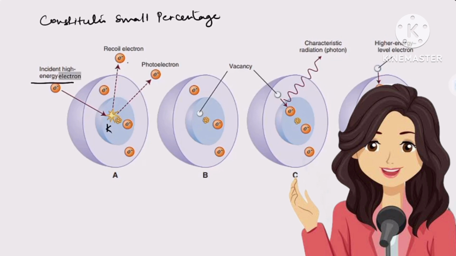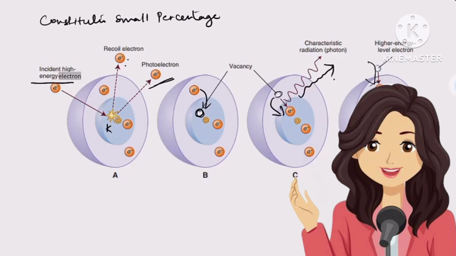Okay, and there is a recoil electron, meaning the electron which comes will recoil back, and the electron which is displaced is the photoelectron. And there is a vacancy created in the K shell because of this interaction. Now, this vacancy will be filled up by the outer shell, higher shell electron. Then there is a release of the radiation or photon, which is called characteristic radiation or photon. And then this vacancy is also filled up by an outer shell electron, and the procedure continues.